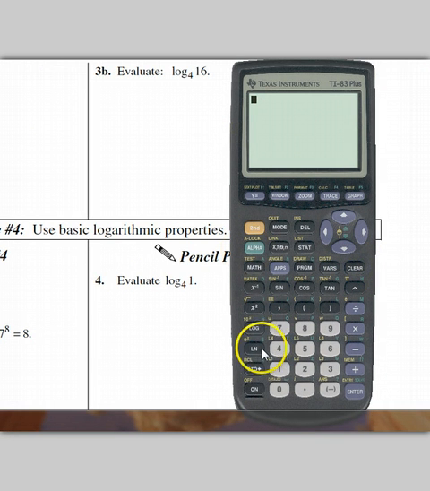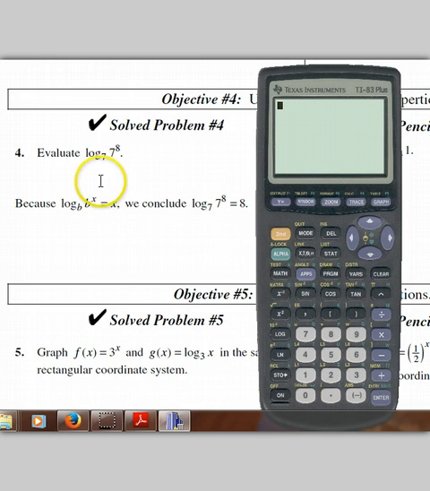If I want to find log 16 to the base 4, log 16, close parentheses, divided by log 4, enter. If I have to find log 7 to the power 8 to the base 7, log 7 to the power 8, close parentheses, divided by log 7, and that would be 8.